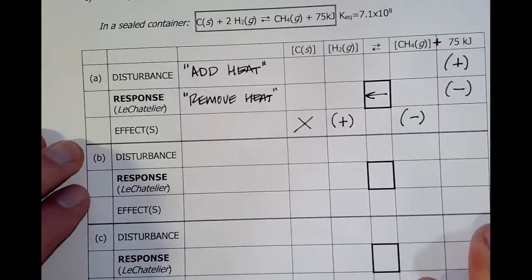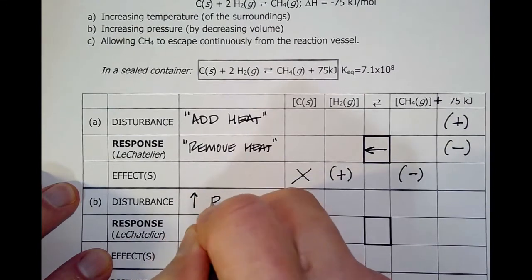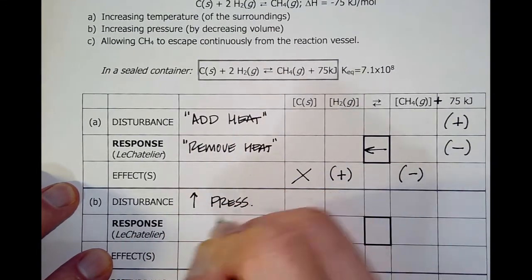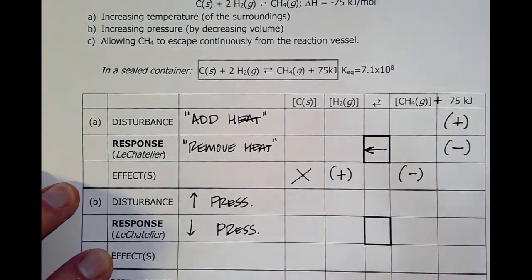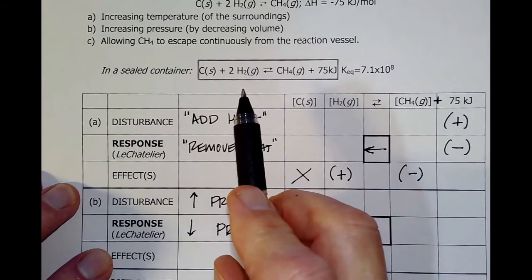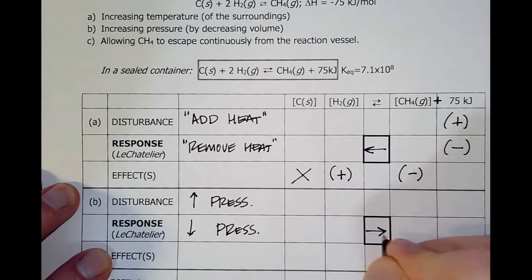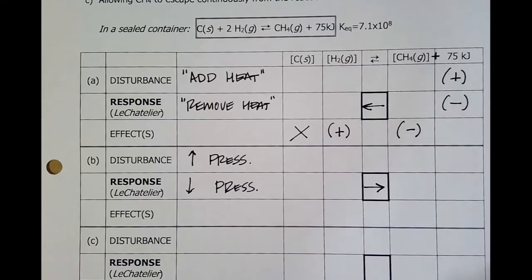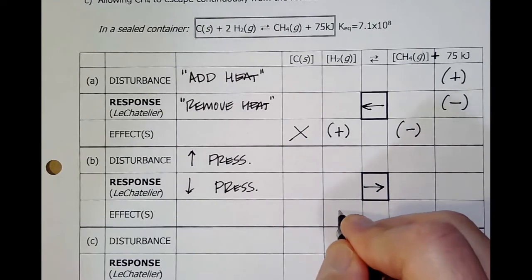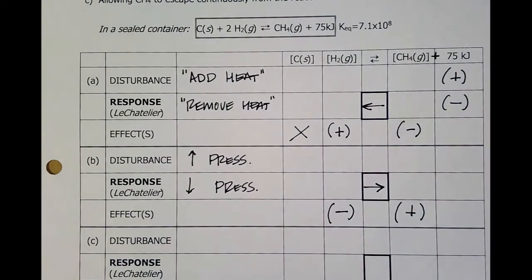The next disturbance was increase pressure. Le Chatelier would say decrease pressure, bring it back to the equilibrium conditions. Well, 2 moles of gas on the left, 1 mole of gas on the right. The only way you can decrease pressure is go to fewer moles of gas. So the effect: concentration of H2 decreases, concentration of CH4 increases.